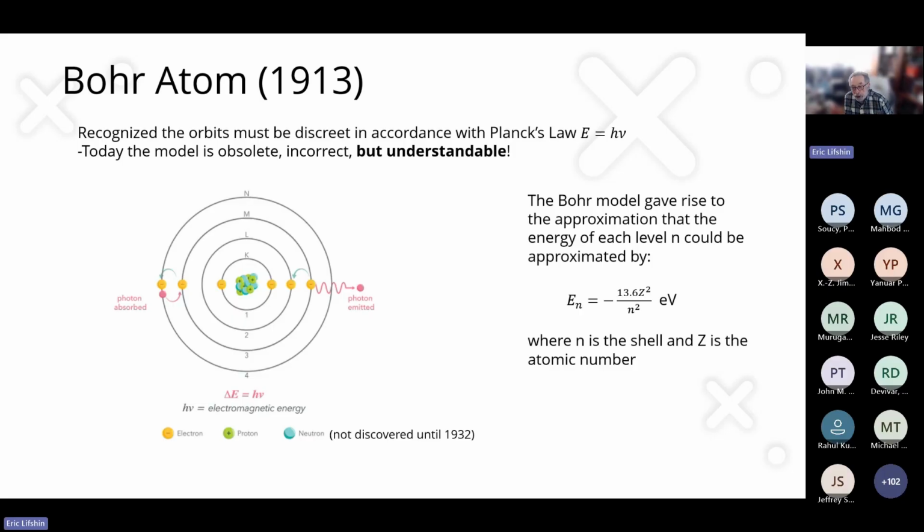And this model from Bohr led to a very simple formula, which was that the energy of a given level was equal to a constant, 13.6, times the atomic number squared over n squared, where n is something we call the principal quantum number, which refers to which row you're in. So n equals 1 is the first ring, n equals 2 is the second, third, and so on. At that time, people weren't aware of the existence of neutrons.